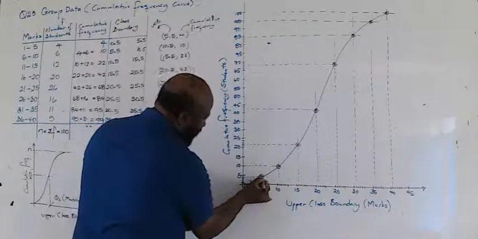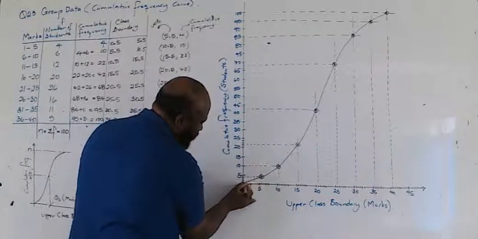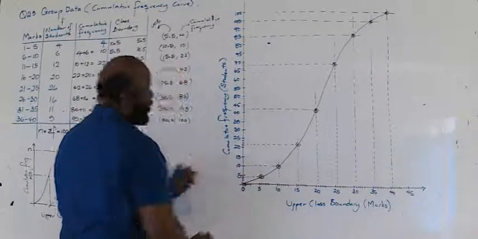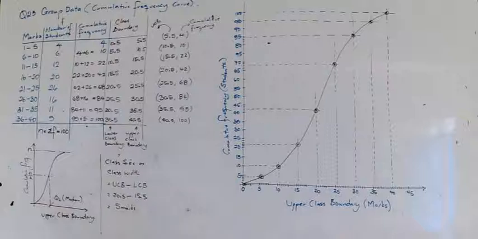Alright, and this is your cumulative frequency curve, or ogive. Ogive is the name of it. Alright, let us see what else it asks us to do. So we draw the graph. What else do they ask?